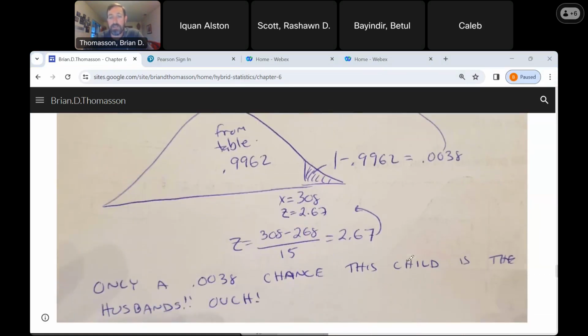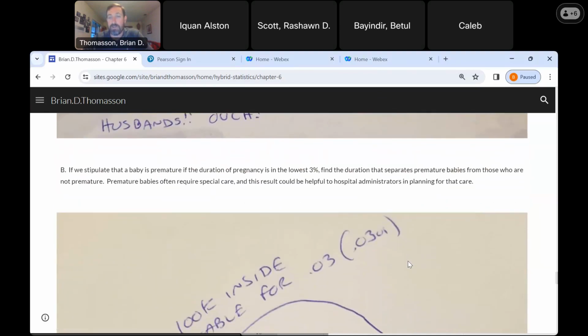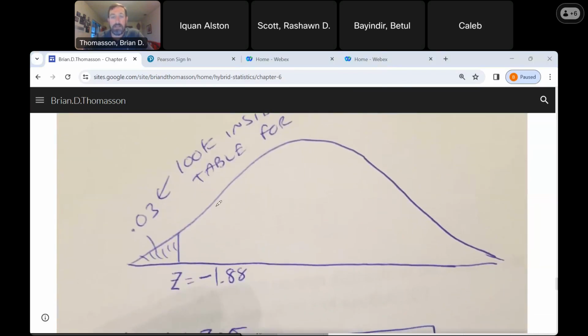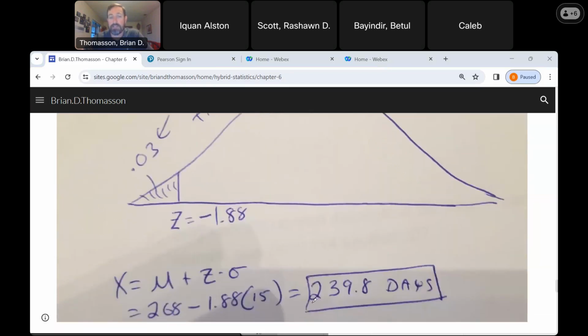Now this part B is working in the opposite direction. It says if we stipulated a baby is premature if the duration of pregnancy is in the lowest 3%, notice that they're now giving us a lower bound of 3%. Find the duration that separates the premature babies from those that are not premature. Okay, so now what they're defining is they're giving us this area, and we're looking for the outside value. How many days would that be?